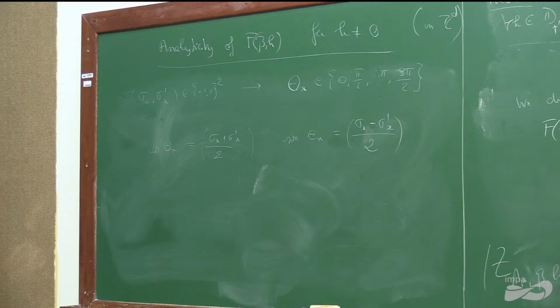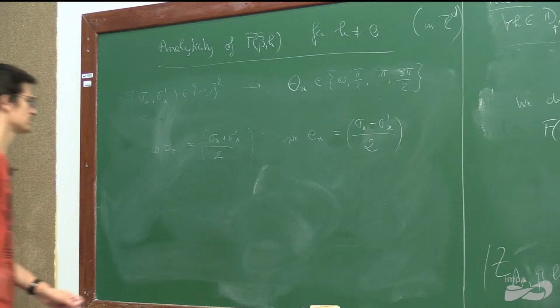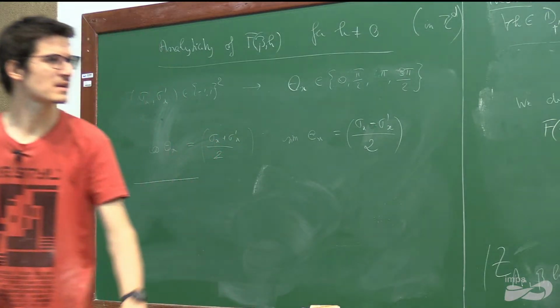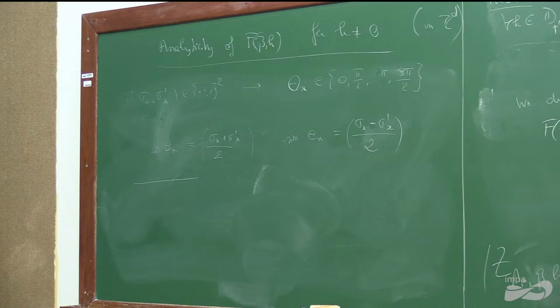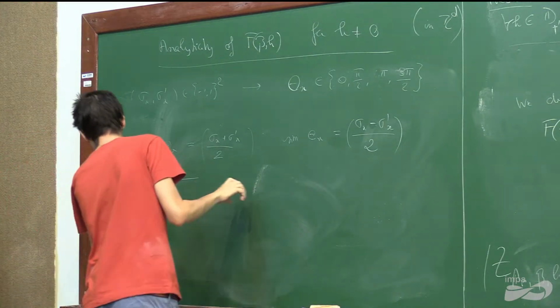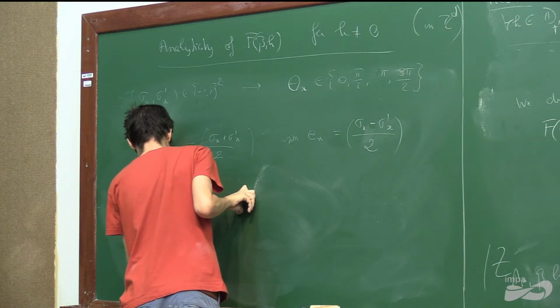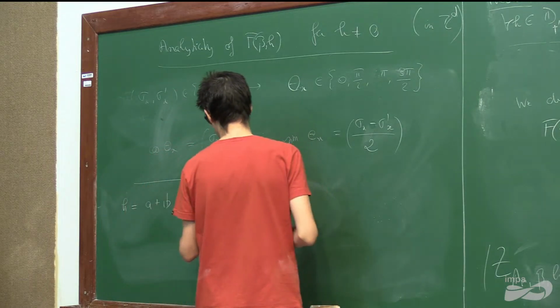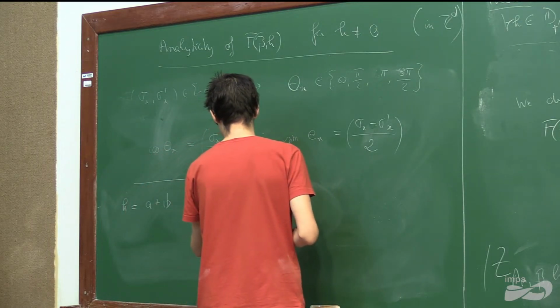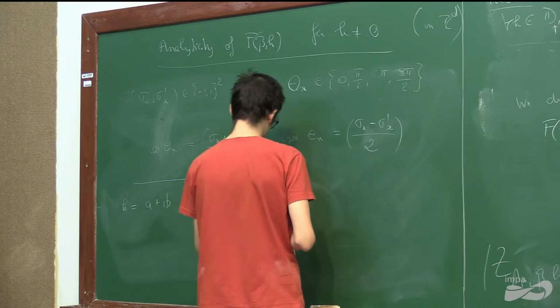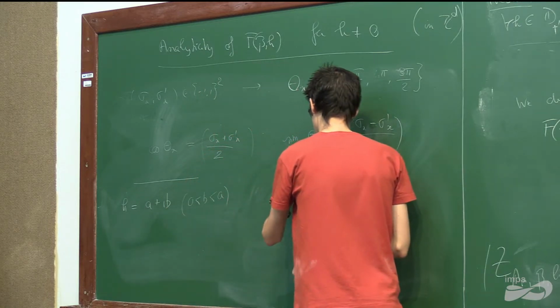Okay. So maybe the easier thing is the part with the magnetic field. So let's say that H is equal to A plus IB. Okay, and what you have is that A is larger than B, which is larger than 0. This is just because H is in T plus.